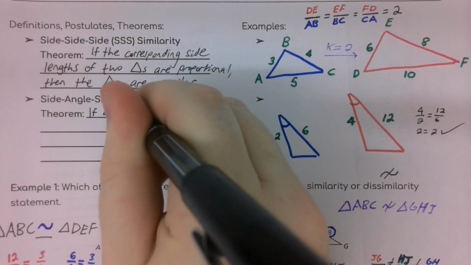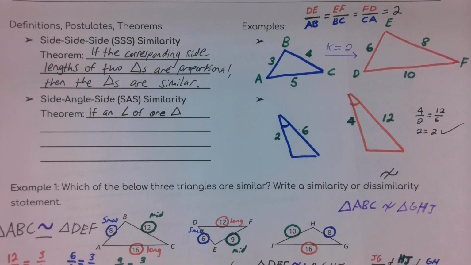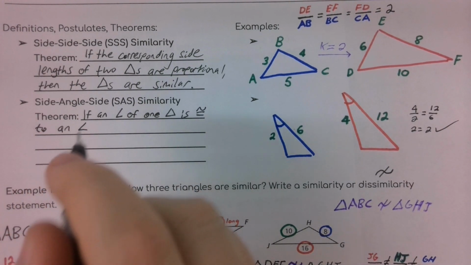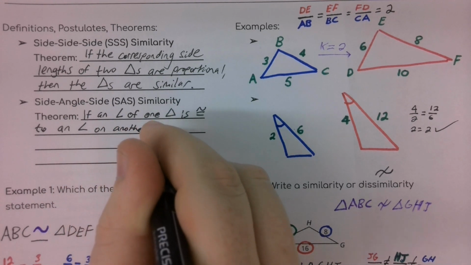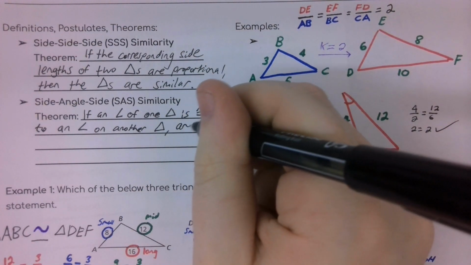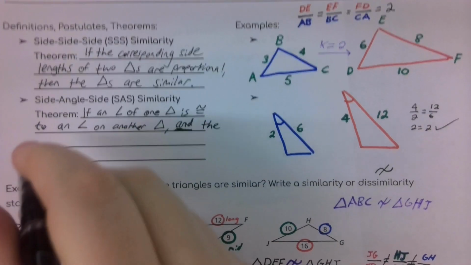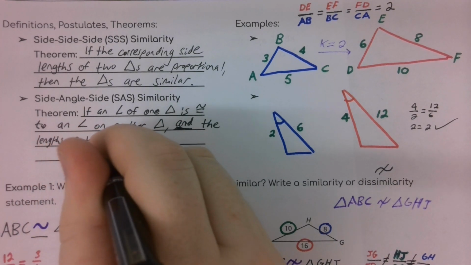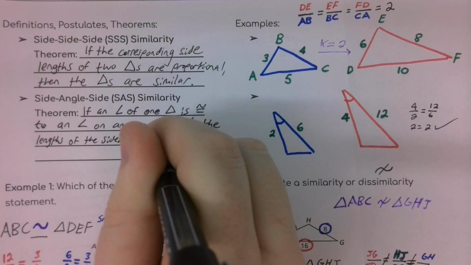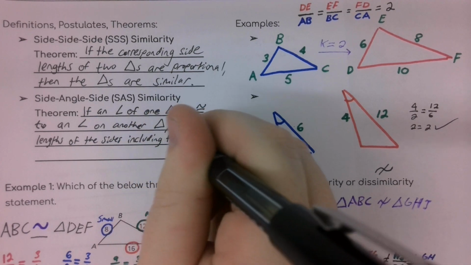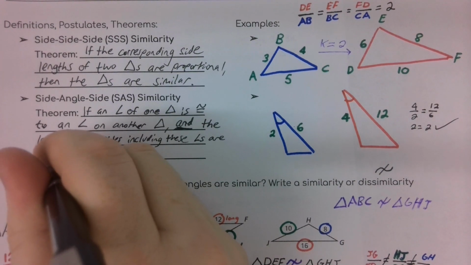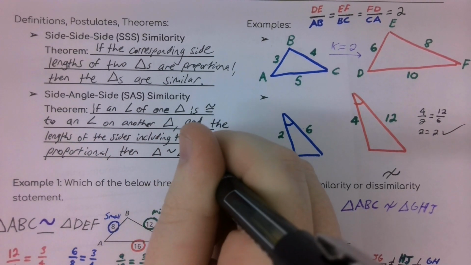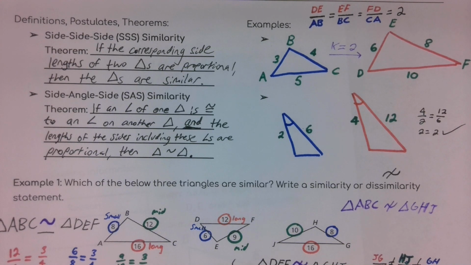If an angle of one triangle is congruent to an angle on another triangle, and the lengths of the sides including these angles are proportional, then the triangles are similar. Very nice.